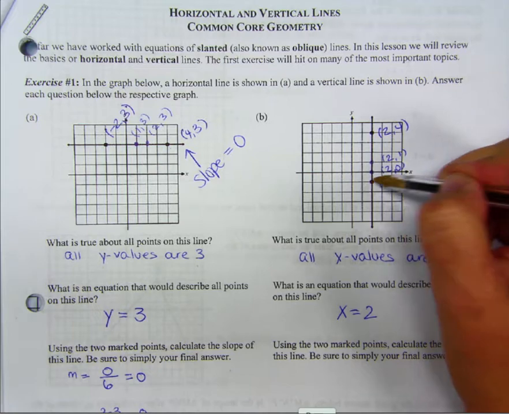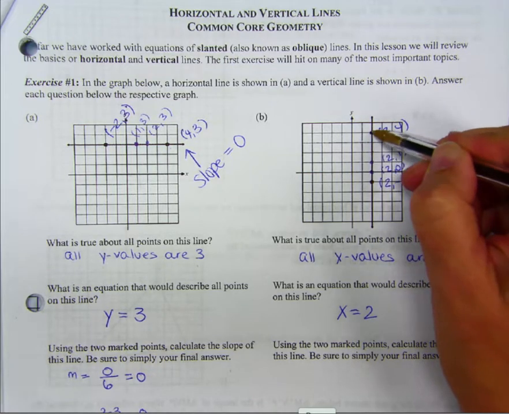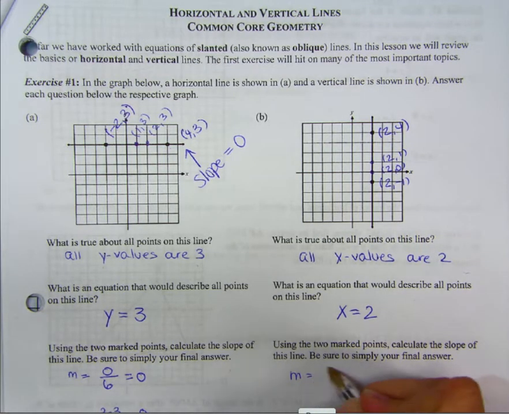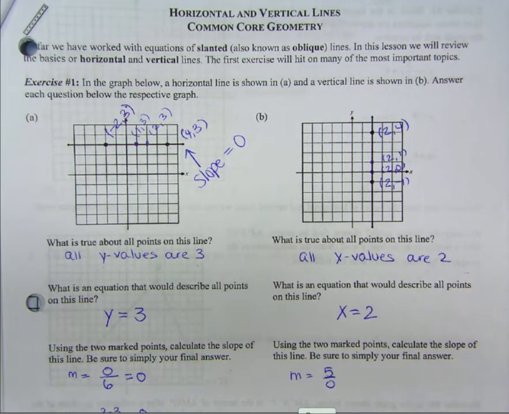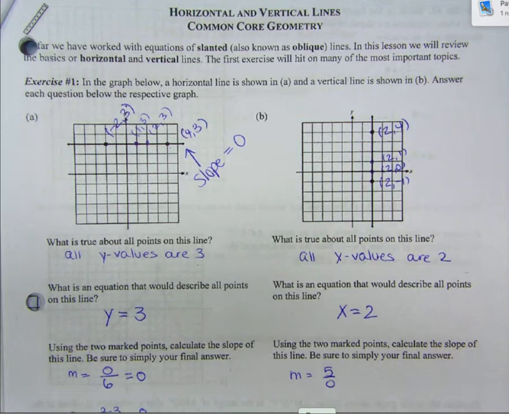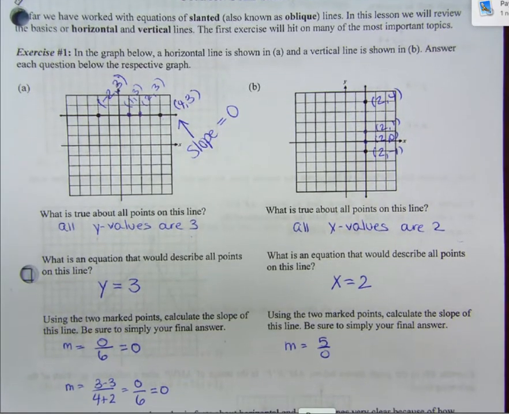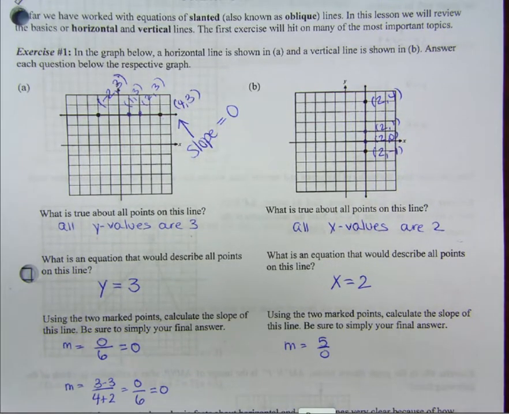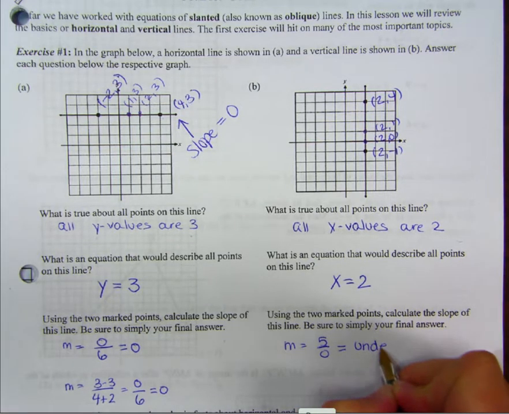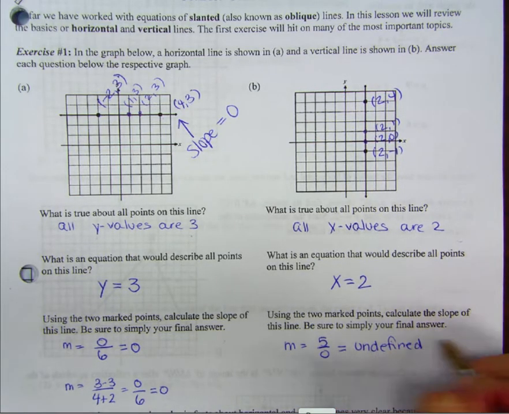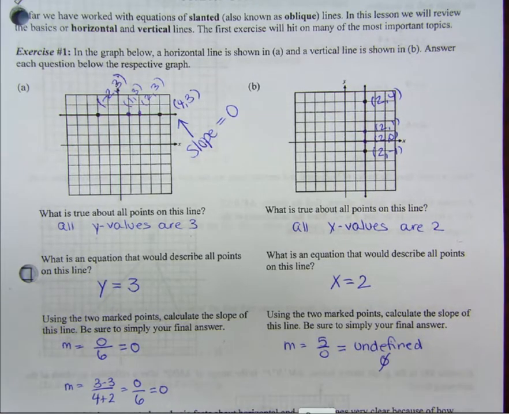Now this other line, the vertical line, if we do the same thing to go from one point to the other, this time I'm going to go up 1, 2, 3, 4, 5 units, and I'm going to go over 0. And when you divide by 0, the fraction is said to be undefined. Okay, and you can write it out as undefined, or you can write it with a 0 with a line through it. Both of those things mean undefined.